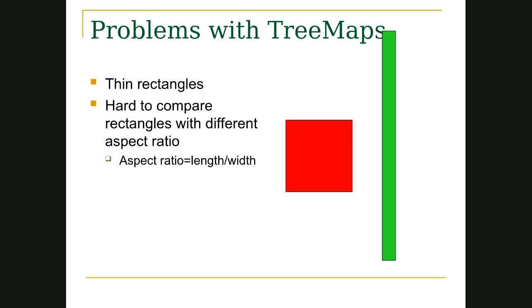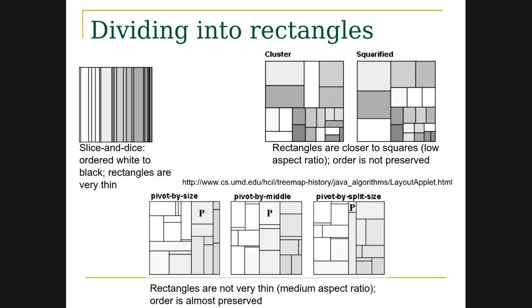So aspect ratio, length divided by width, or width divided by length, whichever way you want it. They solved that problem by finding new ways of dividing. Like I said, the first attempt, or the first instinct, was to have an area that's proportional to some data value. And they call that slice and dice, very technical. They slice it, and then they came up with this kind of set of methods.